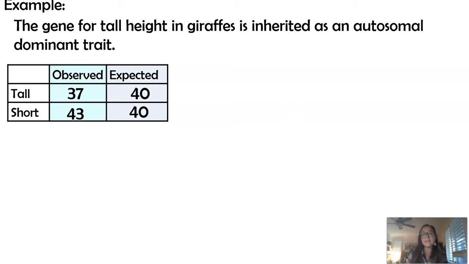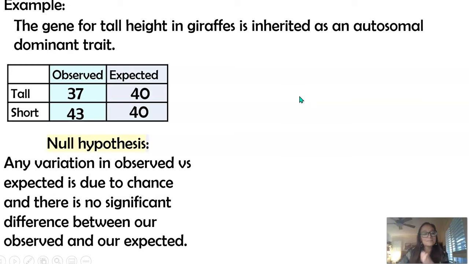If we are saying tall height is inherited as autosomal dominant and the cross was a heterozygous giraffe crossed with a homozygous recessive, then we would expect 50-50. Did what we observe closely match that well enough to say, yeah, we can confirm that a tall height is a dominant trait, autosomally? So there's something new, at least for my students, that we haven't seen yet this year. It's called the null hypothesis. And the null hypothesis is the hypothesis of no difference.